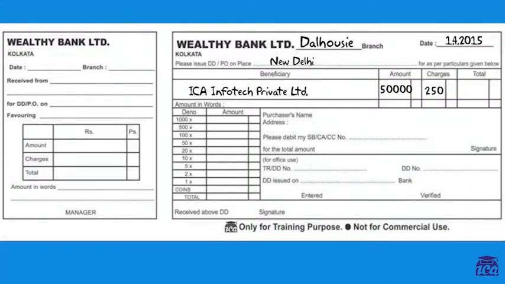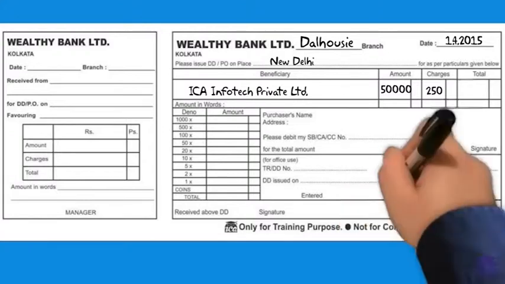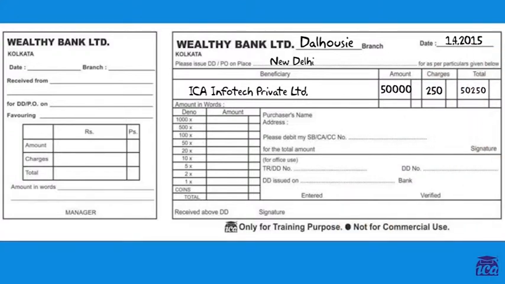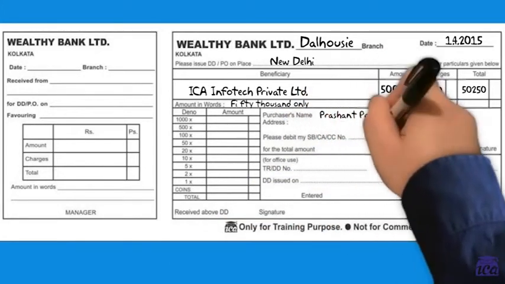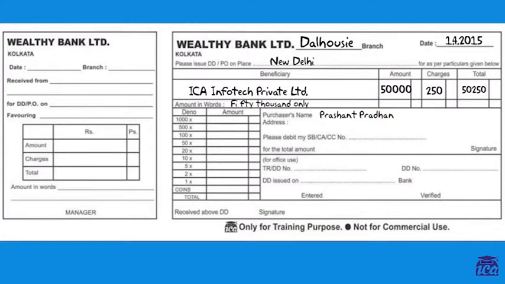In the total column, we will add the two together, the amount and the charges. So over here we will have 50,000 and 250 rupees. And that's exactly what we are going to write in words after that. Amount in words, 50,000 rupees. Who is getting this demand draft done? I am getting this demand draft done, and let's say my name is Prashant Pradhan. The name of the one who is getting this demand draft done would be written here.